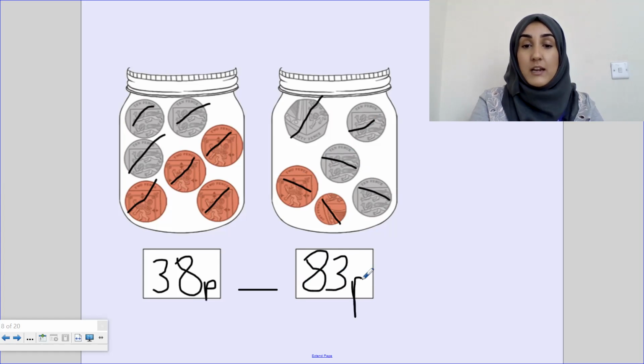Now, very, very quickly, which side has a greater value? Well done. It's 83 pence is the bigger value. So 83 pence is greater than 38 pence.